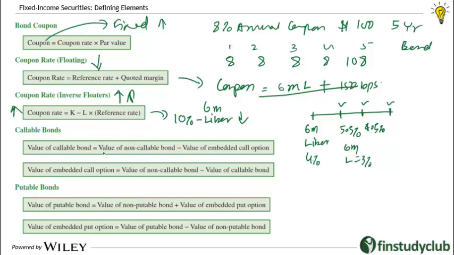Let's come to callable bond. The value of a callable bond is equal to the value of a non-callable bond minus the value of the embedded call option. Now, we all as investors dislike callable bonds, isn't it? Because the issuer can call it back when interest rates go down.